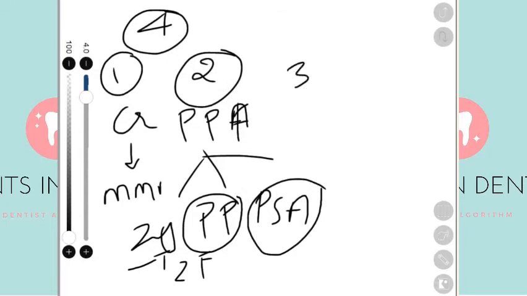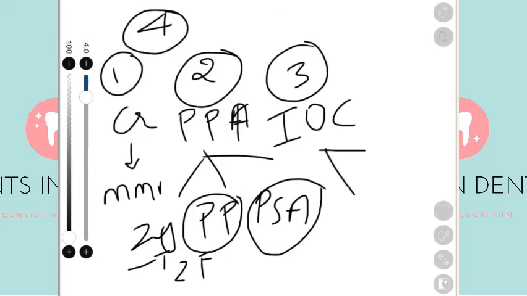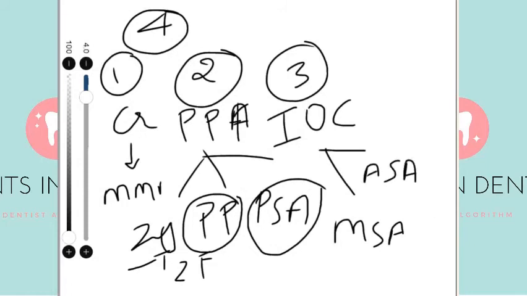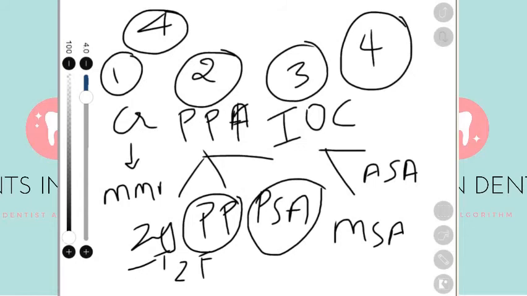And the third part is within your infraorbital canal, which gives 2 branches, namely the middle superior alveolar and the anterior superior alveolar. And the fourth part is within the face, which gives the terminal branches. They are inferior palpebral, lateral nasal, and the superior labial.